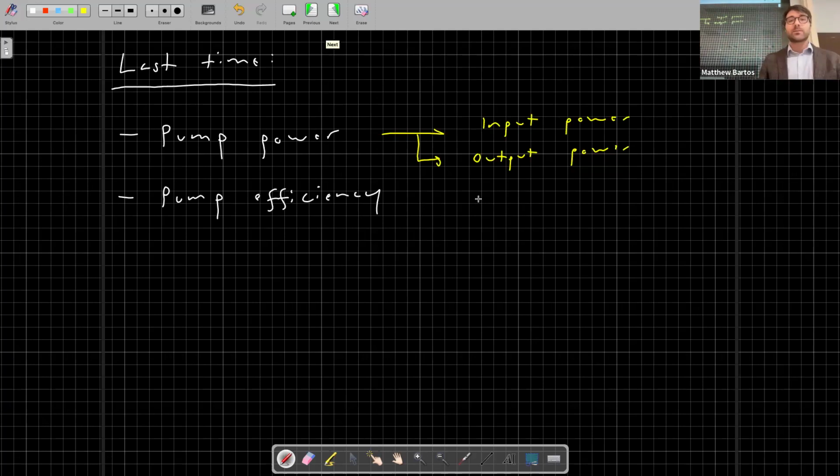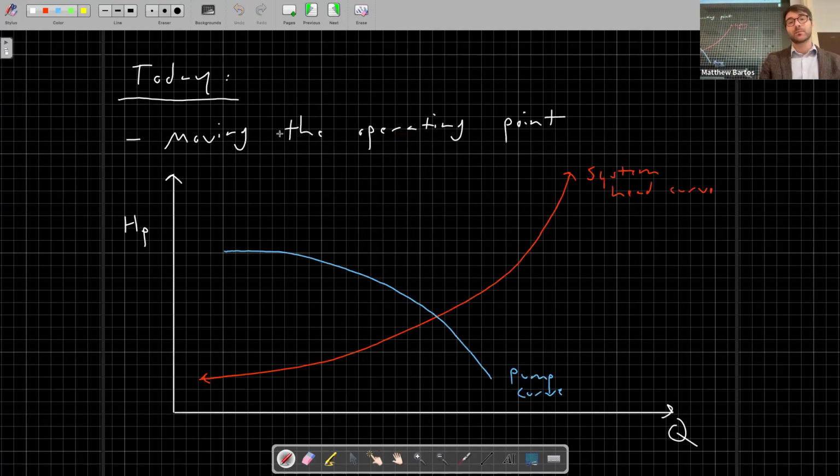So we've talked about how we can find the operating point of a pump in a given system. We talked about how we can calculate its power input and output and its efficiency. So in general, our approach is as follows. We have some pump curve that is specified by the manufacturer that provides us the relationship between the pump head and the discharge through the pump. So that is fixed by the pump model. This is the information that's provided by the manufacturer.